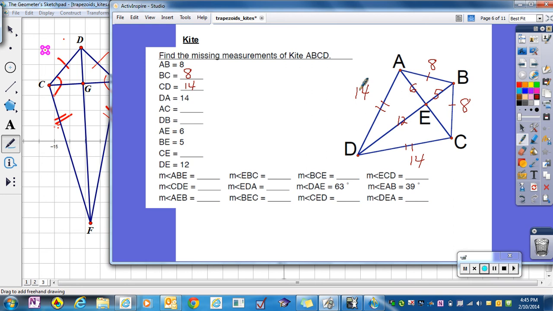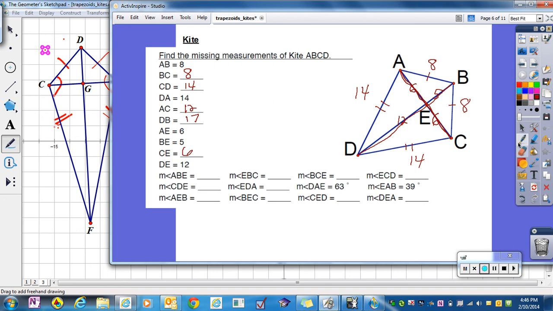So that means that AC is this whole thing right here. One thing about kites, about the diagonals, is they don't bisect each other, but one of them is being bisected. So this one right here, going from A to C, is actually being bisected. So this is going to be 6 as well. So that means that CE is 6. Well, now with all of this, I know that AC is 6 plus 6, which is 12, and DB is going to be 12 plus 5, which is going to be 17.